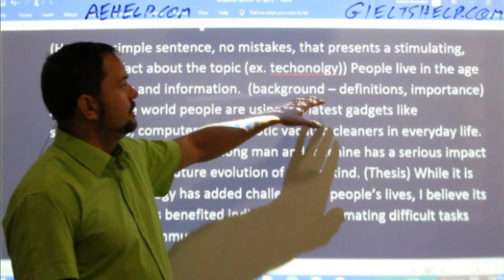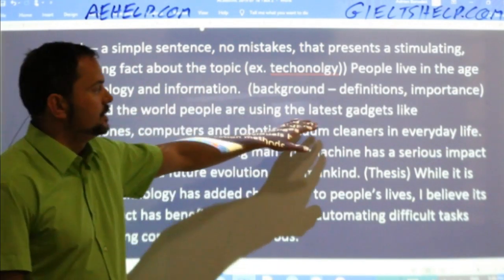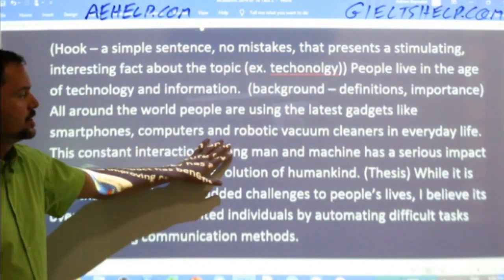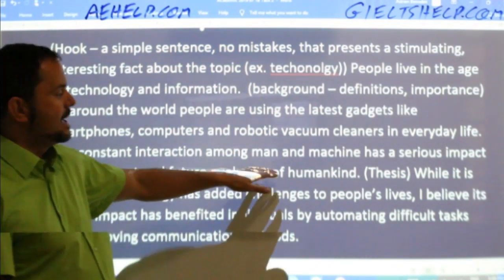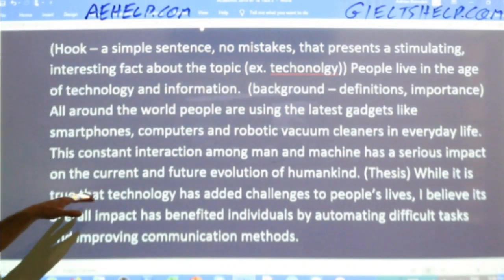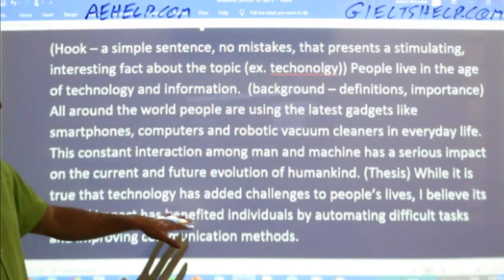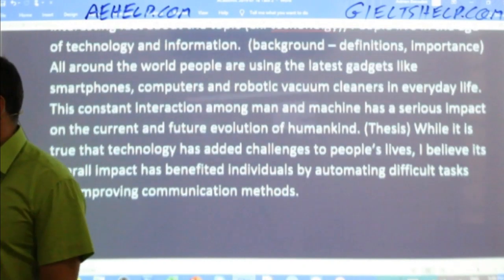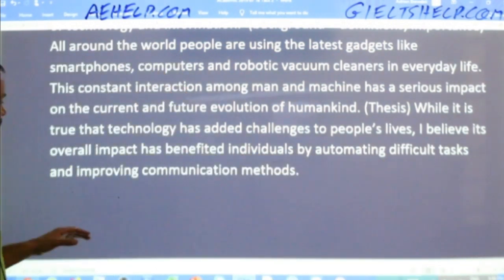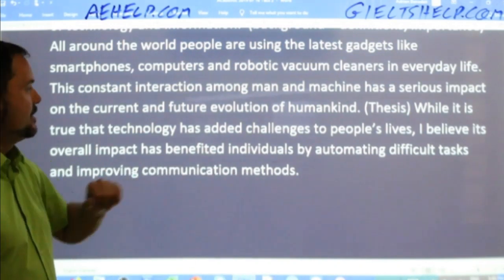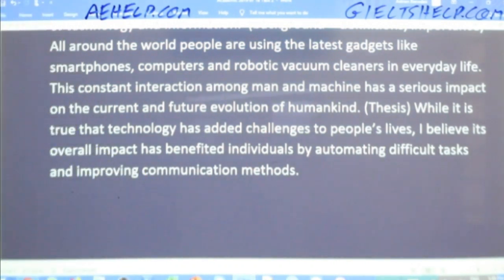So starting from here, people live in the age of technology and information. All around the world, people are using the latest gadgets like smartphones, computers, and robotic vacuum cleaners in everyday life. This constant interaction among man and machine has a serious impact on the current and future evolution of humankind. While it is true that technology has added challenges to people's lives, I believe its overall impact has benefited individuals by automating difficult tasks and improving communication methods. Okay, that would be your Band 9 introduction for this question.